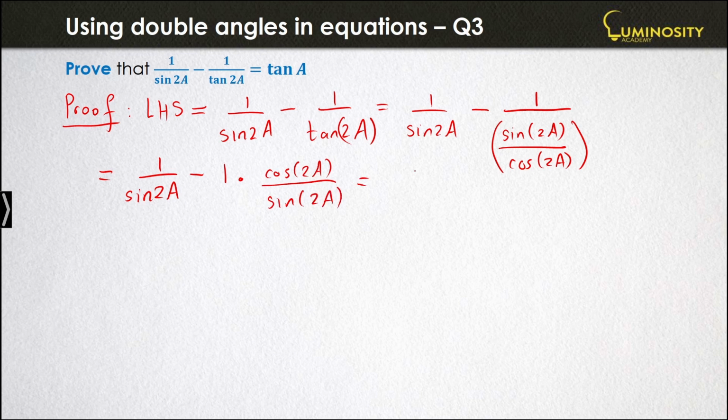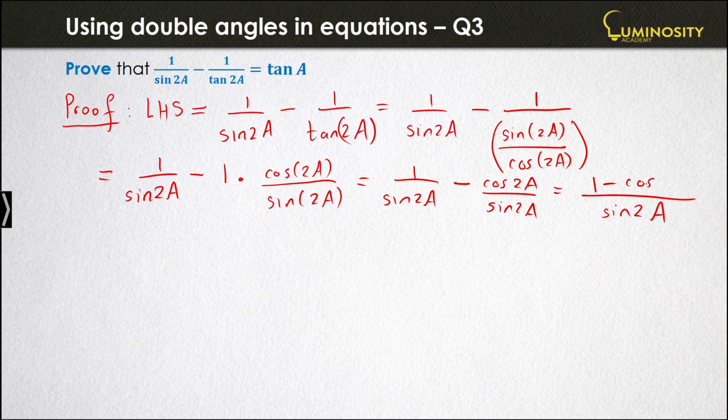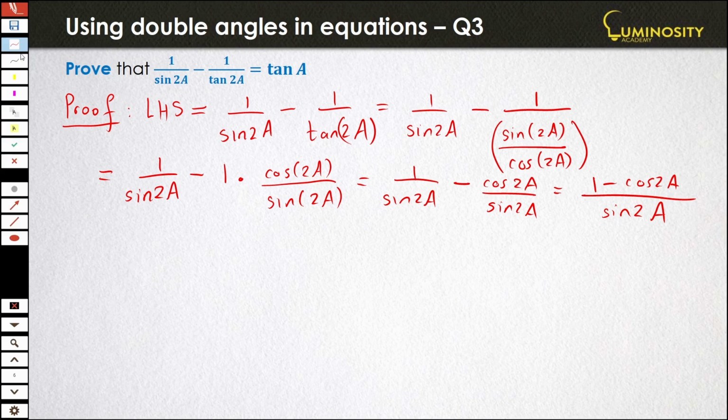Alright, so now I'm going to have 1 over sine 2a minus cos 2a over sine 2a. Now you can see these two fractions have the same denominator, sine 2a. So I can do the subtraction in the numerator. So sine 2a is the denominator, and I have 1 minus cos 2a.